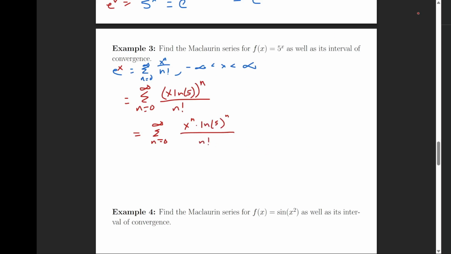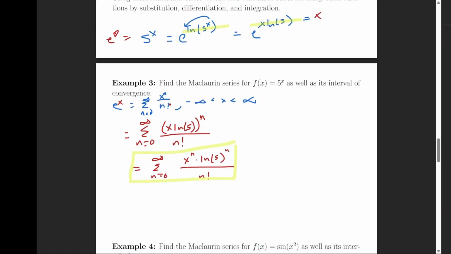And then yeah, that would be the answer right here, the Maclaurin series, because it's just asking us to find the series on the interval of convergence. And when we're doing stuff like this, using a previous Maclaurin series, 99% of the time the bounds, or the interval of convergence, would be the same. So in this case, it is the same.